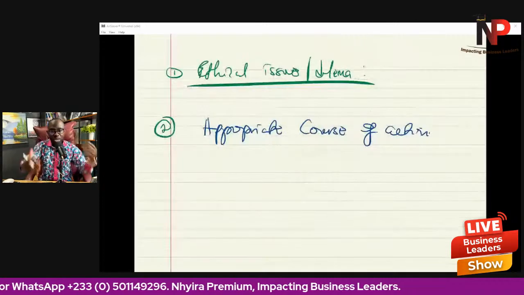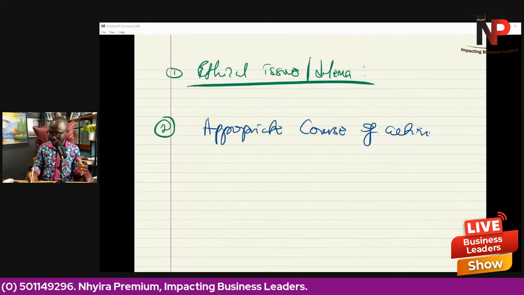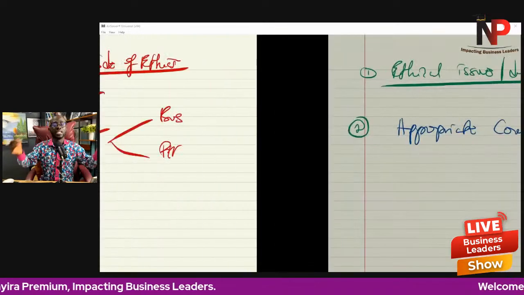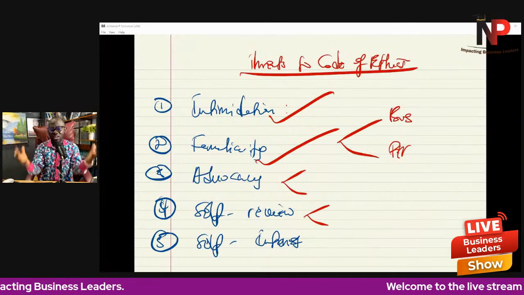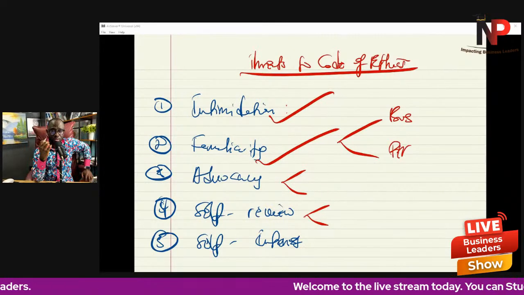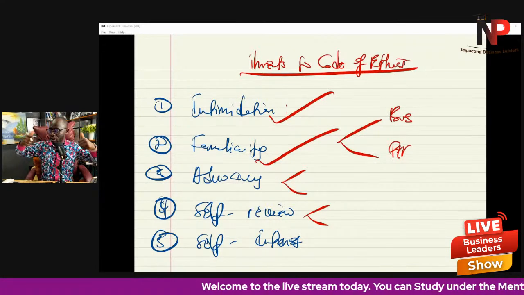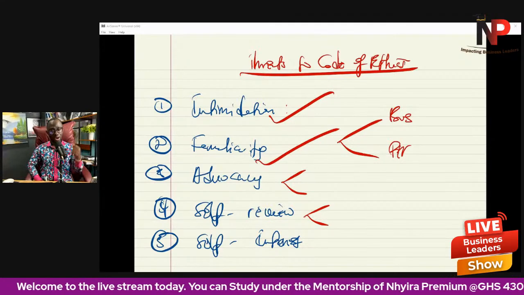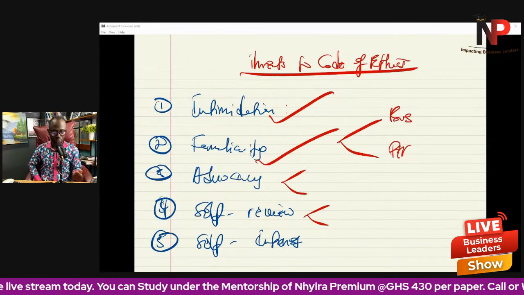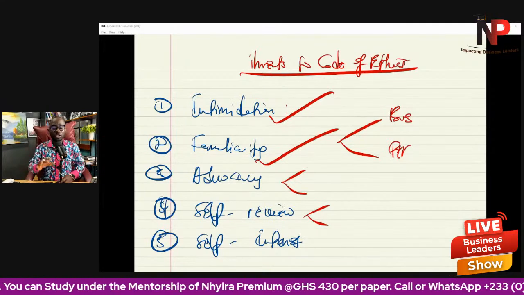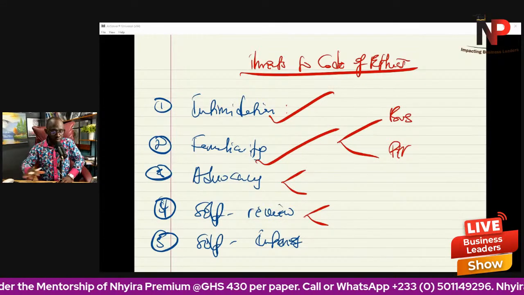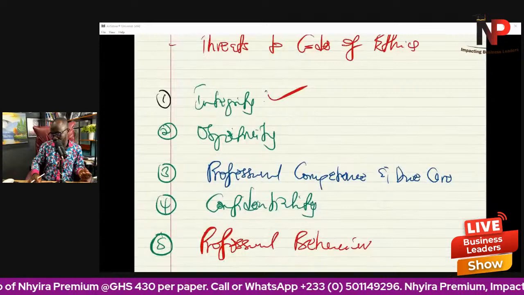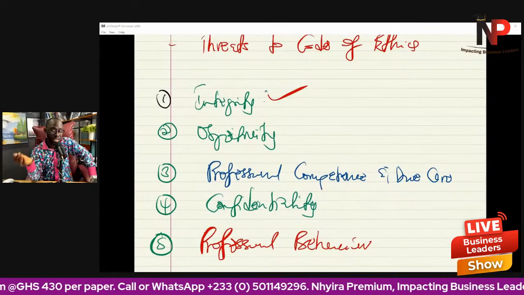So when you read the scenario, the examiner says ethical dilemma. You need to identify what threats a person is faced with. And definitely in almost all the questions, you're going to find intimidation or familiarity or self-interest or self-review threats. Once you identify that, you now connect that with the code of ethics that the person has breached.